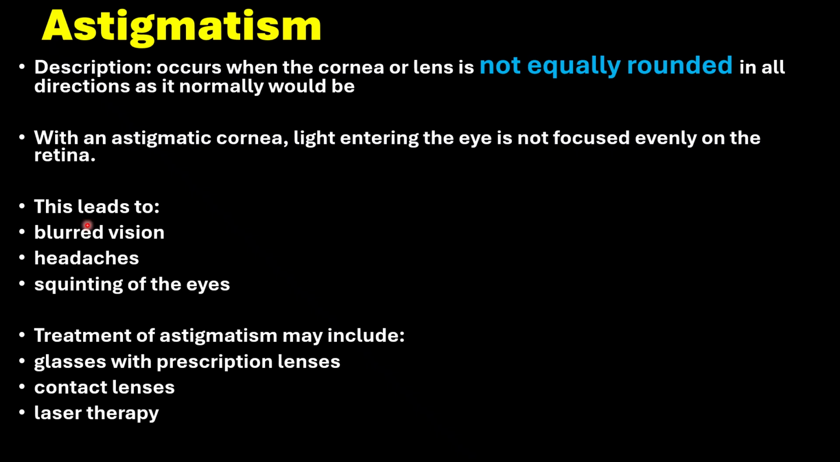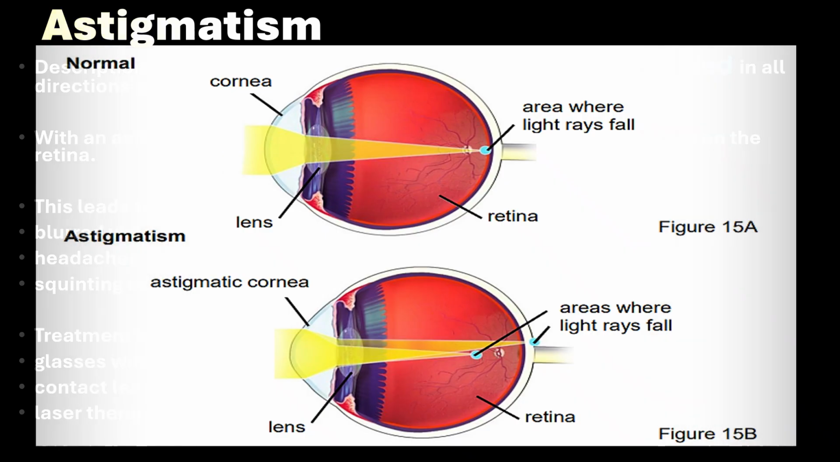And then we have astigmatism, where the cornea or lens becomes unequally round in all directions. Light entering the eye is not focused well, and it will lead to blurred vision, headaches, and squinting of the eyes. And how do you correct it? Using laser therapy or using contact lenses, which are prescribed.